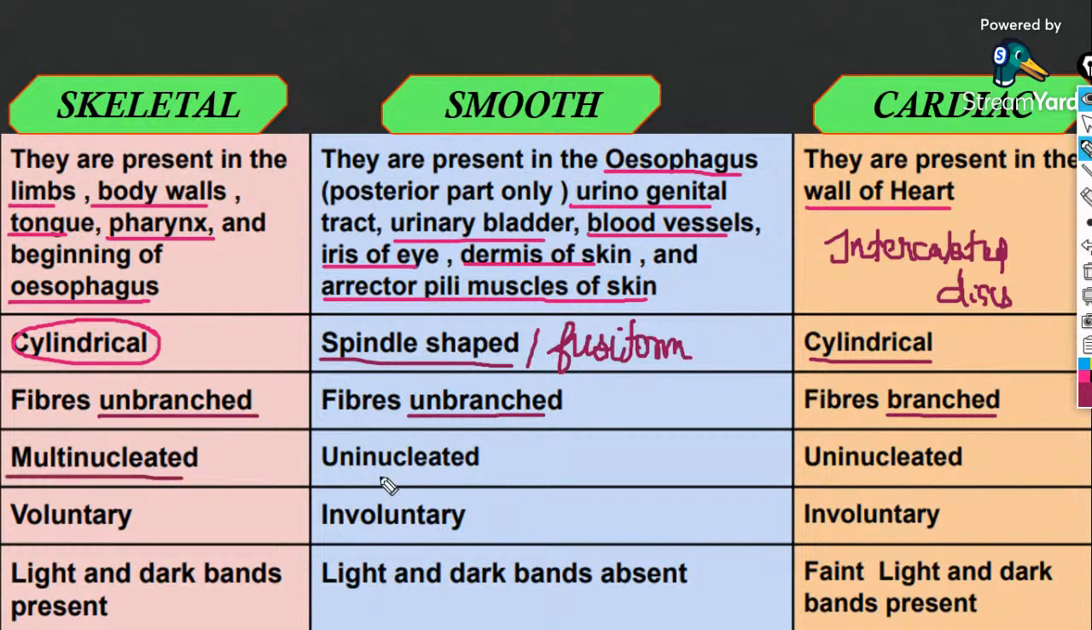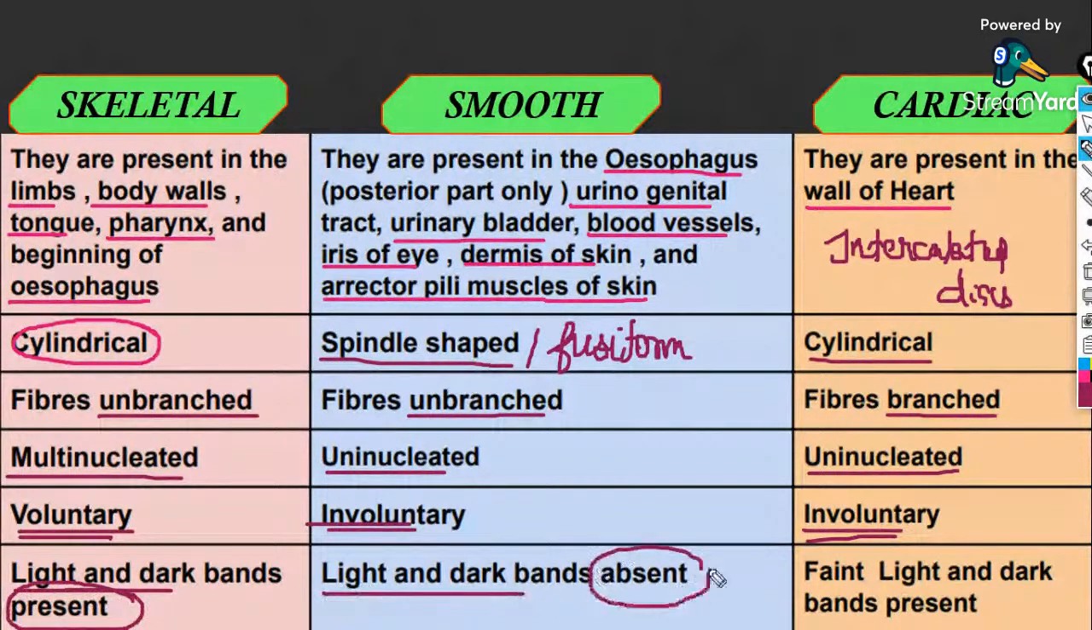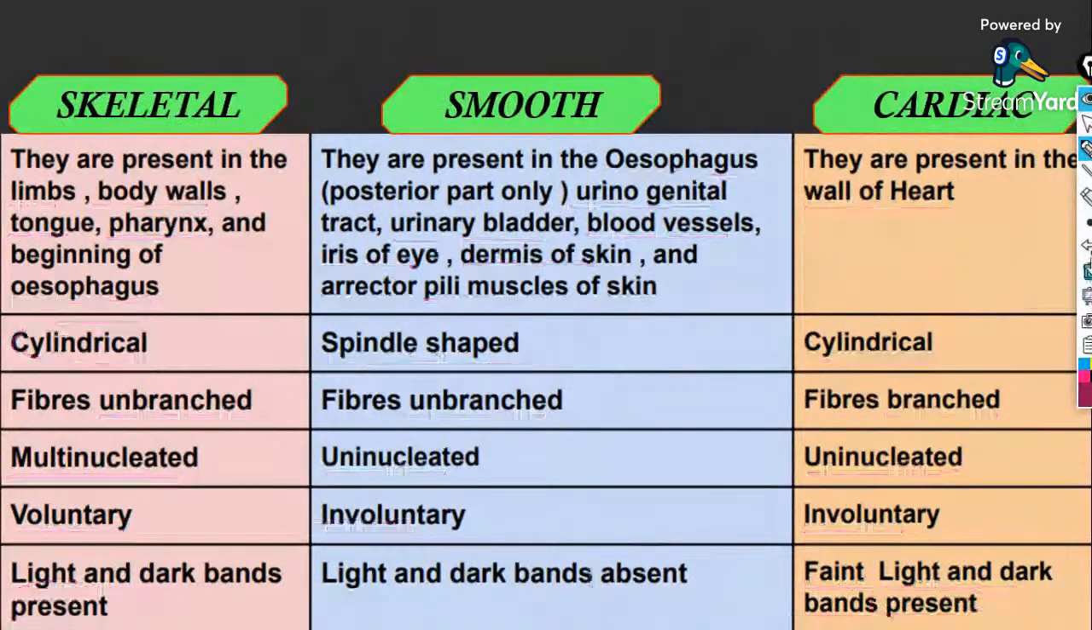Next is the nuclear condition: skeletal muscle is multinucleated, smooth muscle is uninucleated, and cardiac muscle is also uninucleated. Skeletal muscle is voluntary, smooth muscle is involuntary, cardiac muscle is involuntary. In skeletal muscle striations are present, so light and dark bands are present. In smooth muscle, light and dark bands are absent, that is why they are called non-striated muscles. In cardiac muscle, small light and dark bands are present, that is, small striations are seen. Are these 5 to 6 differences clear for you?